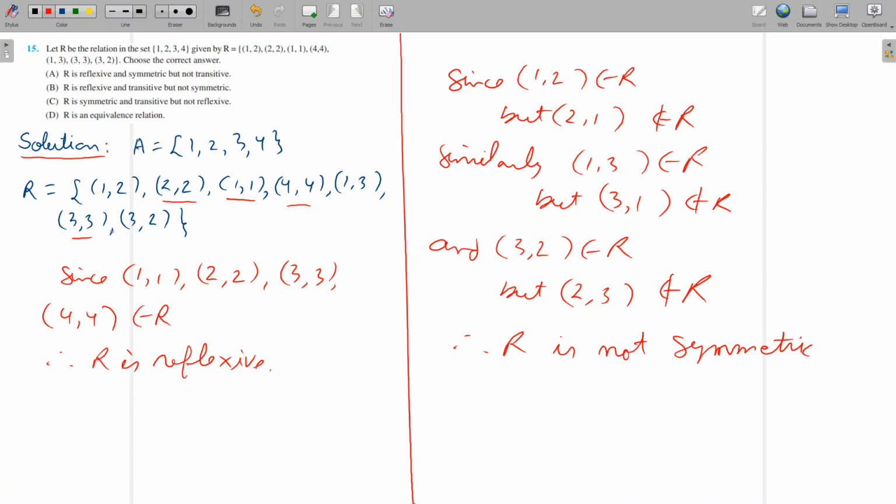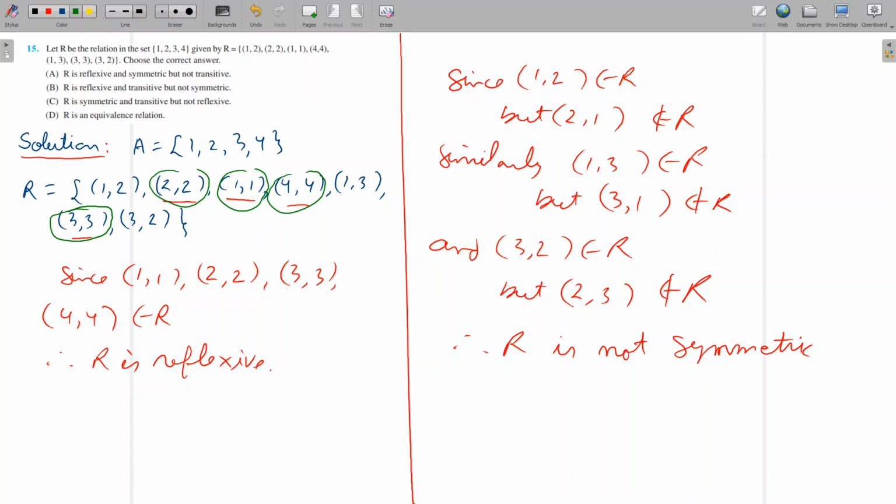Now let us check whether R is transitive or not. For that, there is no need to consider the elements of the type (1, 1), (2, 2), (3, 3), (4, 4), because they do not contradict that the relation is transitive. So we have to check only for other elements.